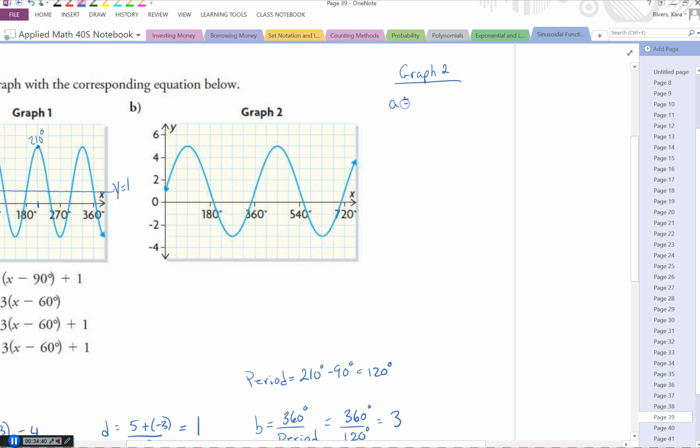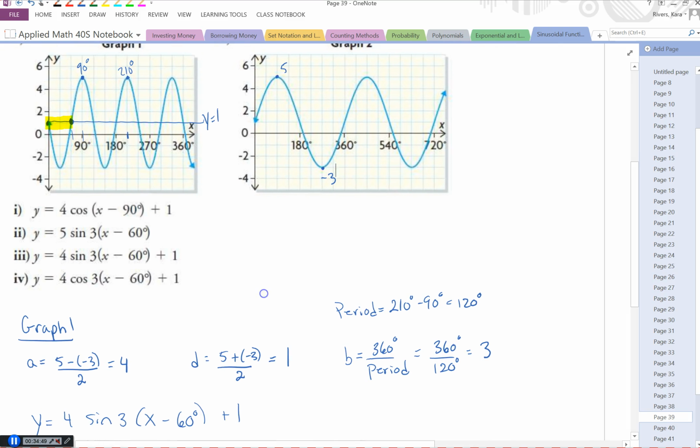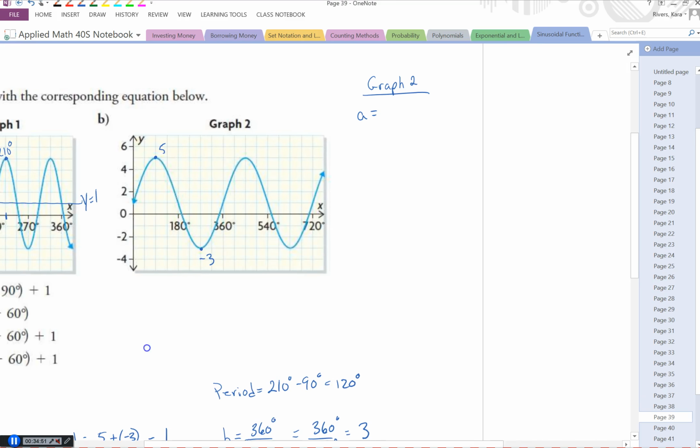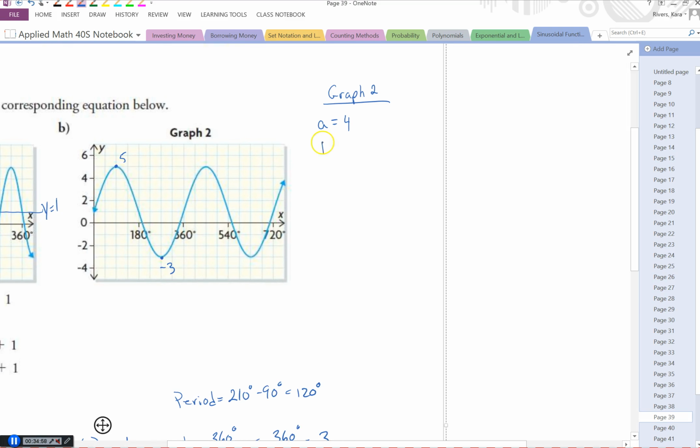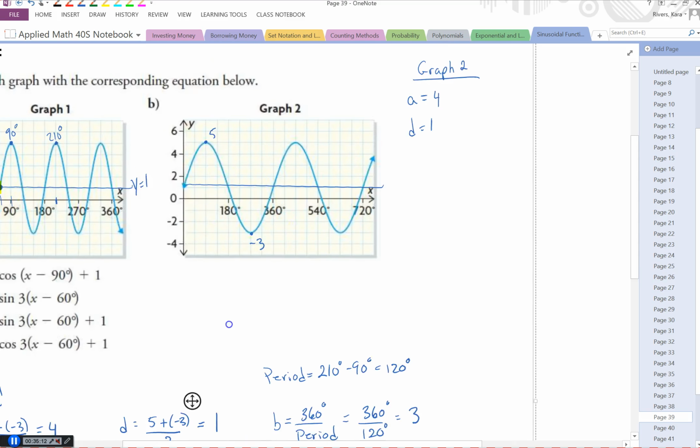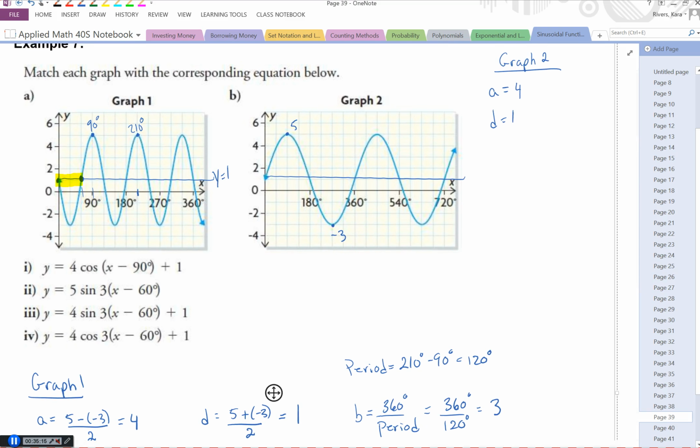So for my A value, I've got my maximum here at 5 and my minimum here at -3. So I'm going to end up with the same A value and D value as before. That's an A value of 4 and a D value of 1. So let's draw that midline in again. So an A value of 4 and D value of 1 means that graph 2 is out again. That's not useful to us, and we've already figured out graph 3, so it's not that one either.